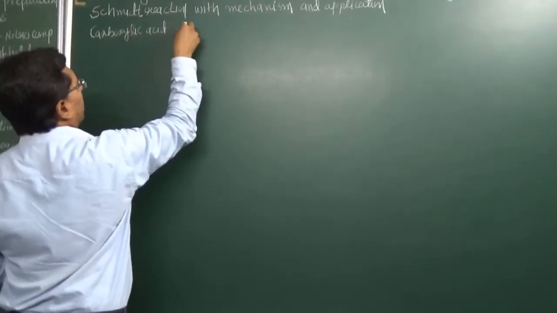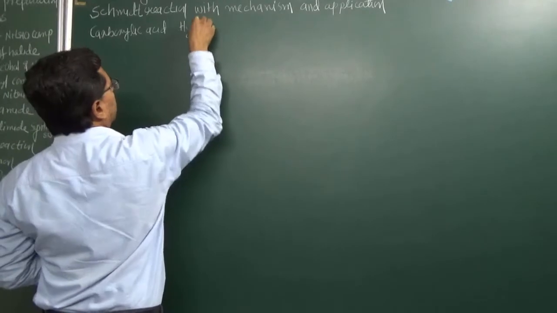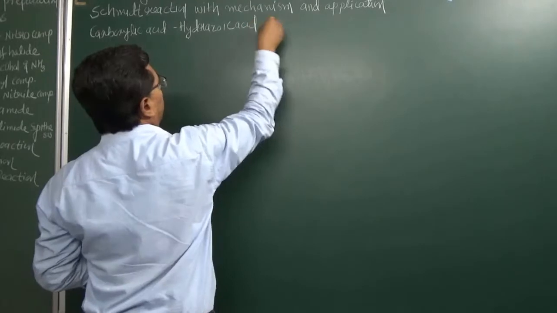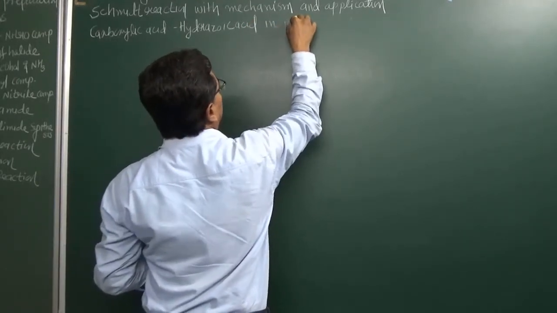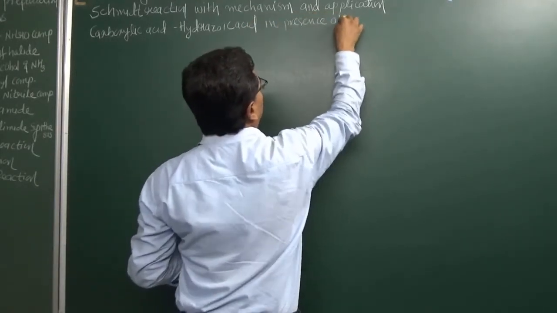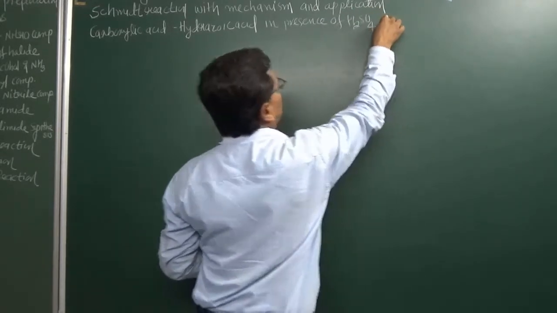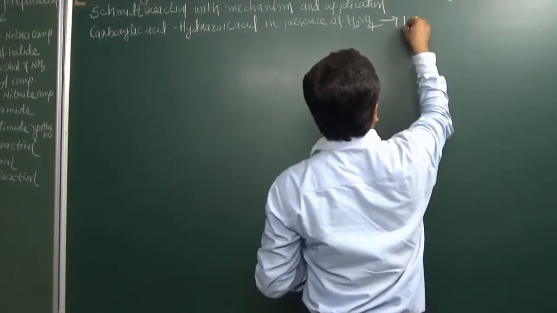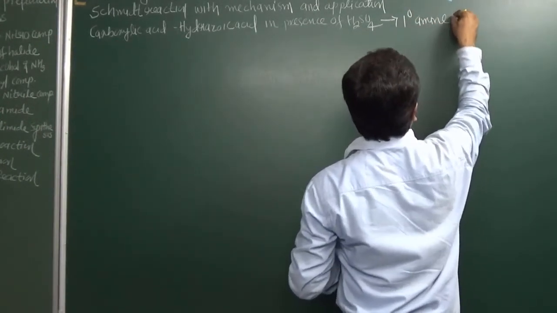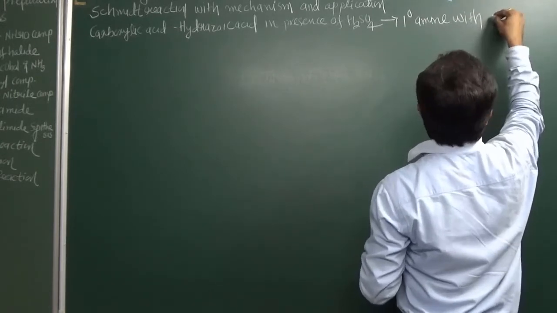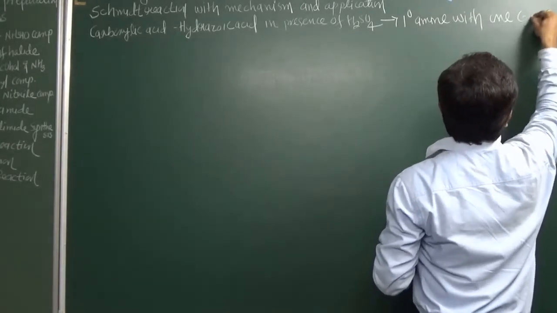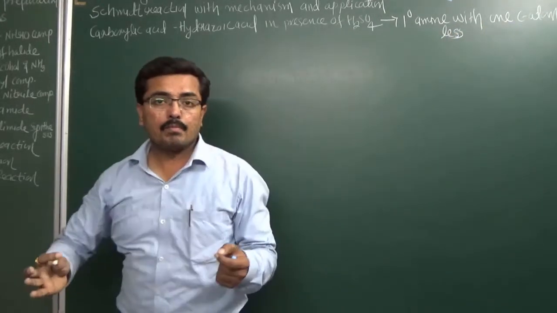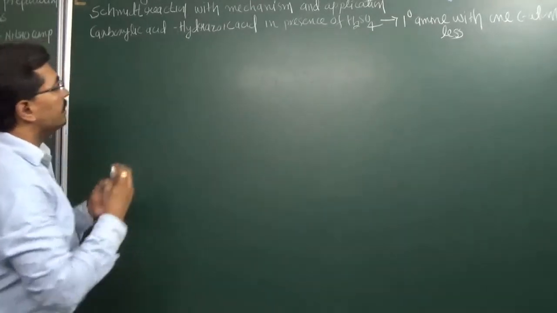This carboxylic acid reacts with hydrazoic acid in the presence of sulfuric acid. When it reacts in the presence of sulfuric acid, it gives a primary amine with one carbon atom less. Whatever primary amine is obtained has one carbon atom less. So we are getting a primary amine from a carboxylic acid by using the Schmidt reaction.